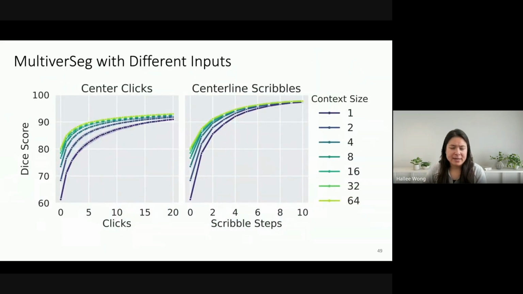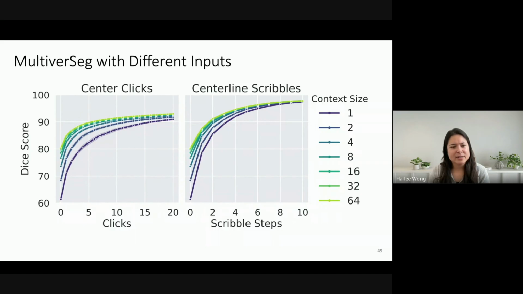An interesting area of analysis with MultiverSeg is the relative value of different types of inputs. Here we explored the value of different context set sizes versus adding more interactions on the Dice score of the segmentation, basically the quality of the segmentation. The main takeaway here is that doubling the context size from 1 to 2 has a much bigger effect than going from 32 to 64 examples. So there are diminishing returns in scaling up the context size, and often to get a very high degree of accuracy, providing more user interactions is valuable.